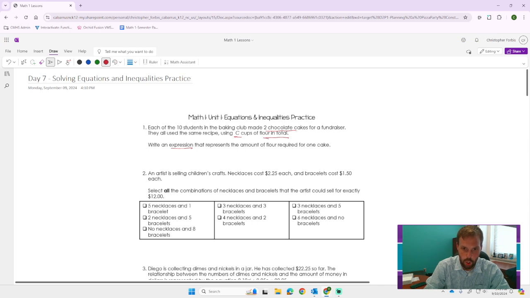So we know the total is C, but that's all the cakes. If I want to know one cake, I need to divide by the total number of cakes I have. Well, I have 10 students making 2 each. That's 10 times 2, which is 20 cakes. So I take the total amount of flour, divide by 20 cakes, and I get my answer.